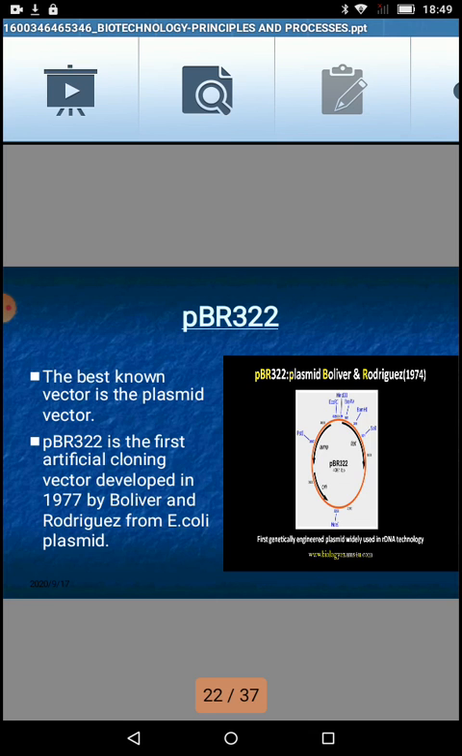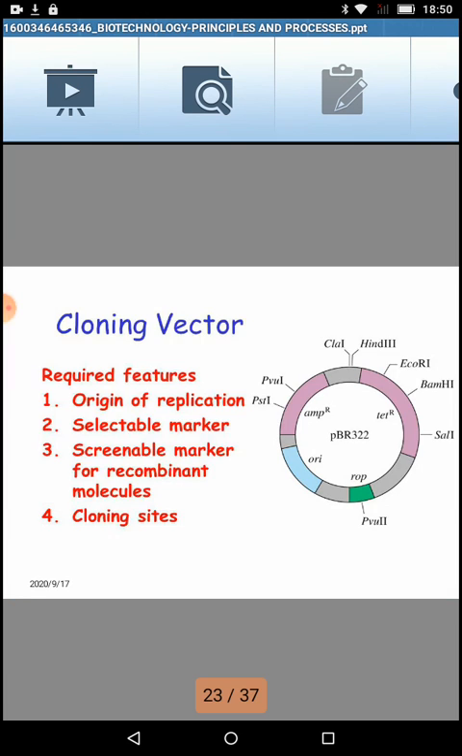This was a plasmid. What we are going to study now is pBR322, because pBR322 is considered to be an ideal vector, and it contains all the characteristics which a vector should have, which make a vector a proper tool of recombinant technology. So what properties should it have? These are some properties which you can see here.